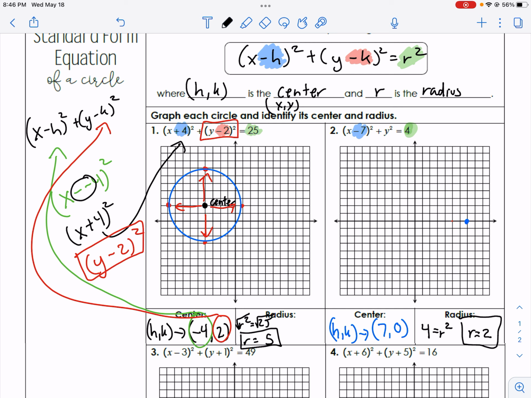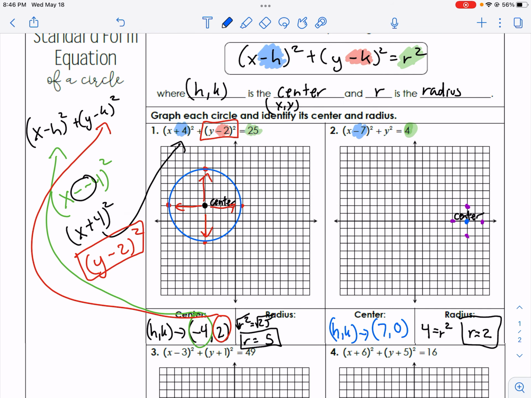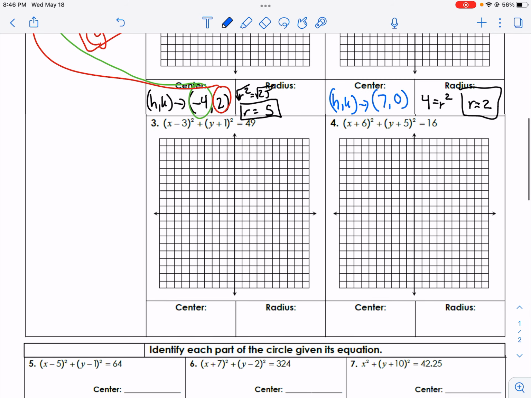So from my center, I'm going to go 2 out in every direction. So 1, 2, 1, 2, 1, 2, and 1, 2. Once you have your 4 dots, go ahead and draw the perfect circle. Just like mine. It's so easy to draw a perfect circle. Alright, go ahead and do 3 and 4 and check your answer on the next slide, please.